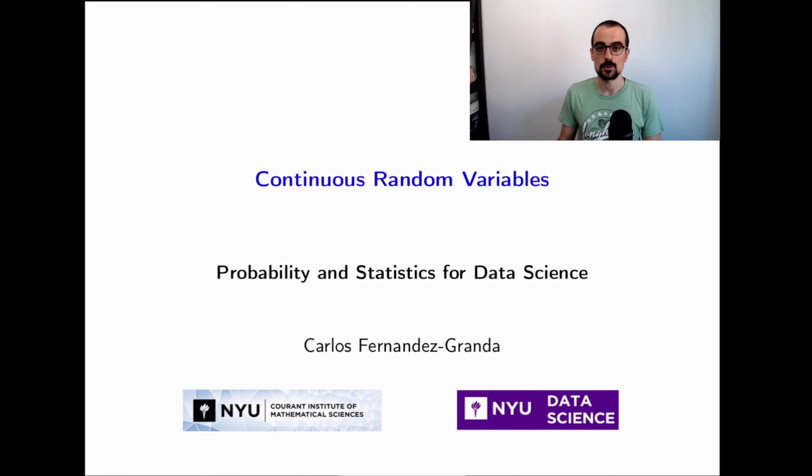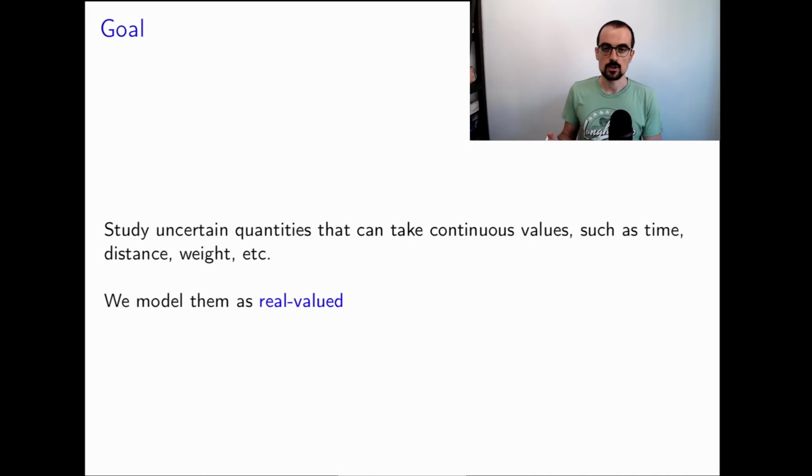Hello everyone, welcome to Probability and Statistics for Data Science. Today we're going to talk about continuous random variables. Our goal is to study uncertain quantities that can take continuous values, such as, for example, time, distance, weight, etc. We usually represent these quantities as real valued numbers.